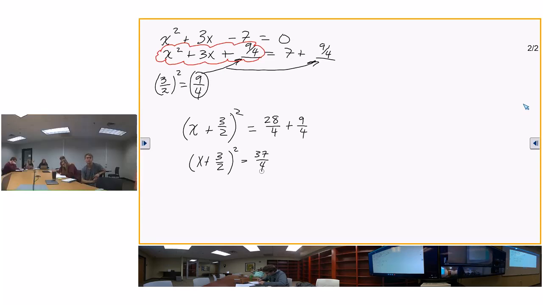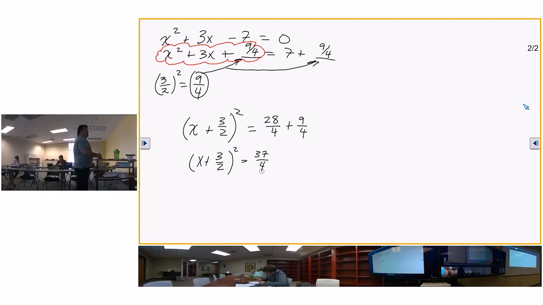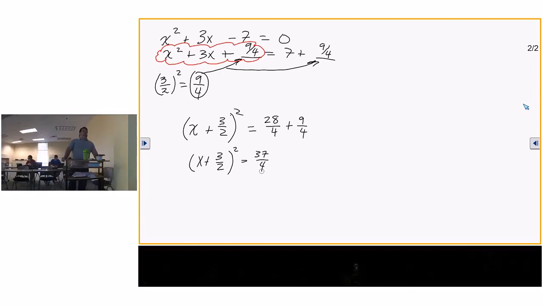And I'll give y'all a hint. The square root of 37 is 6.1. How did I get that so fast? Oh, the square root of 36 is what? 6. Oh, I got it right.